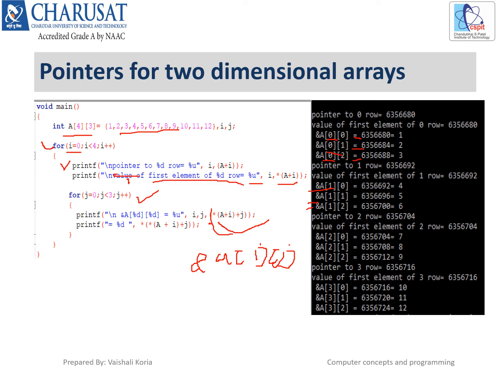Okay, now what if we want to access the value? We have seen that this format is giving us the address, right? But what if we want to access the element values, this 1 2 3 4 5 6? For that we have to use this format: star a plus i, then plus j, and the whole equation in brackets with a star. This particular format will give you the values of the array elements.